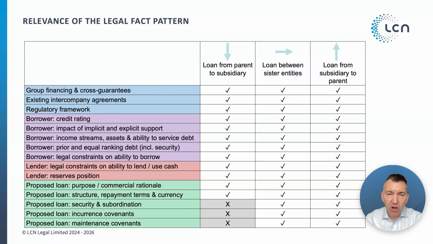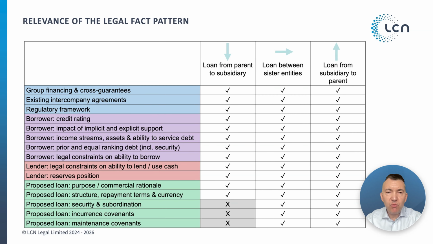Then we look at the orange factors, legal constraints on the lender in terms of the ability to lend or use cash. That would cover situations, for example, where the lender has received third-party finance or government support or is subject to some other legal or contractual restrictions which affect its ability to utilize cash. So those hard legal restrictions will always be commercially relevant.